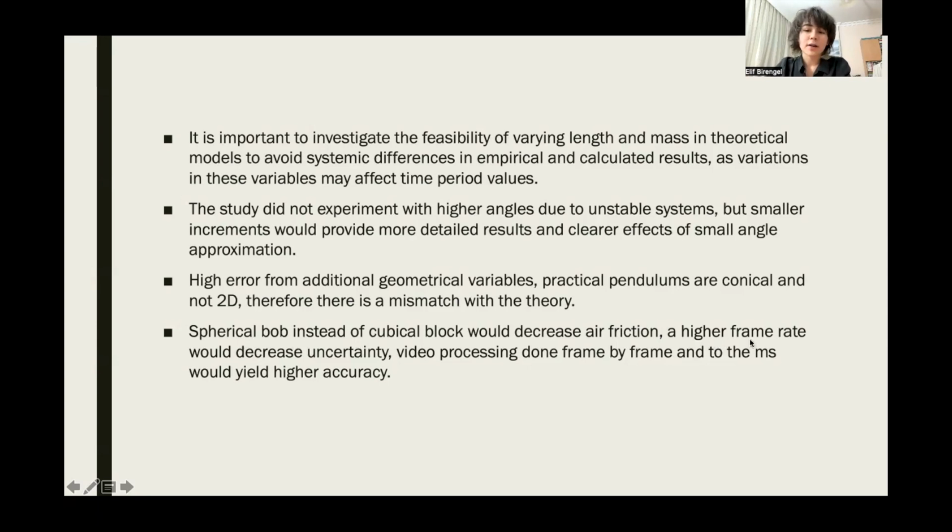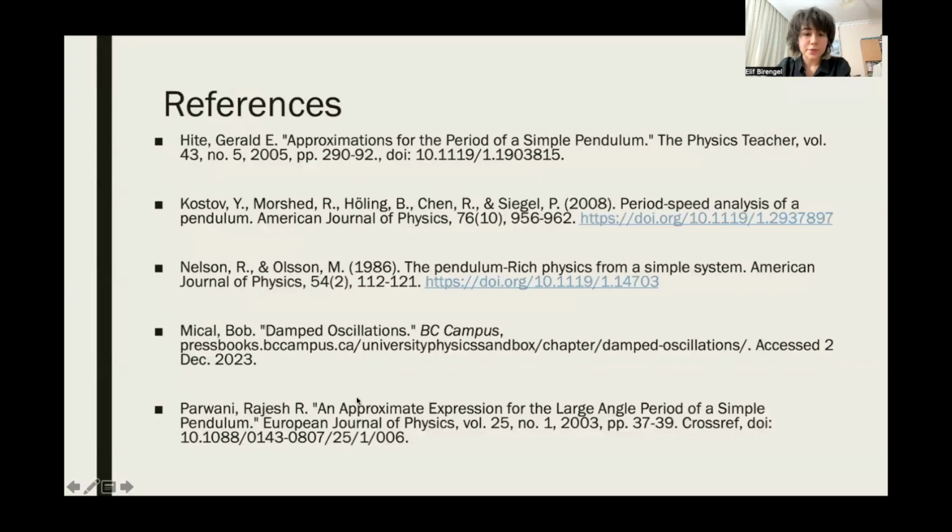And I could have used a higher frame rate for my camera to decrease my uncertainty. And again, better video processing done frame by frame, maybe computational, to get a higher accuracy. So these are my references, and that's the end of my presentation of my project.